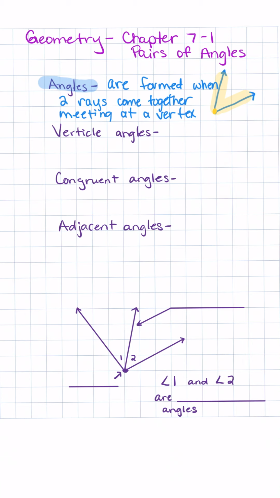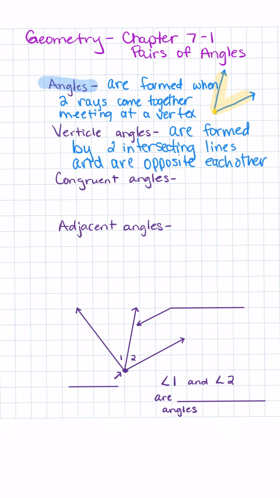So vertical angles are formed by two intersecting lines and are opposite of each other. Let's write that down. So basically that's saying two lines intersect and are opposite of each other. So these are vertical angles, right here and right here, right here and right here.